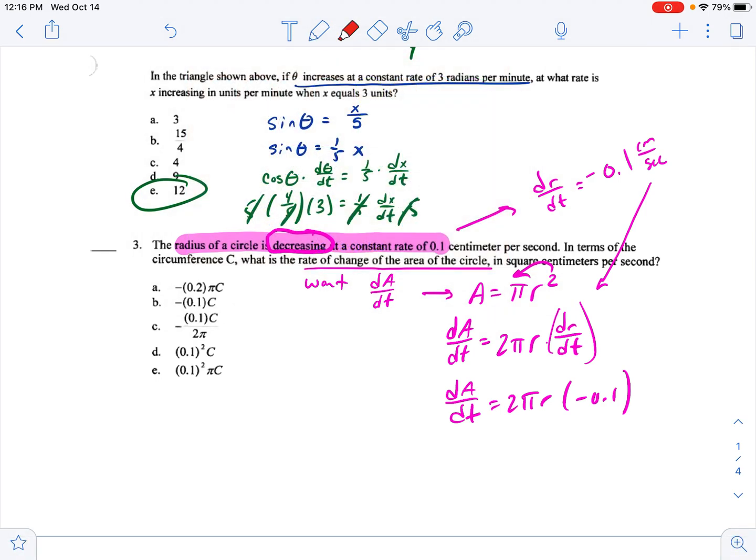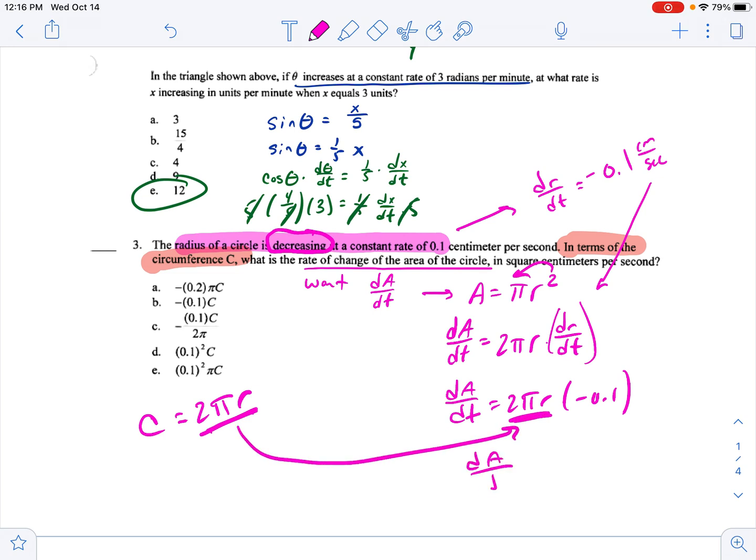Now let's worry about this part where they say, in terms of the circumference C. Notice there's a C in all of our answer choices, okay? Well, what is the circumference of a circle? Circumference is 2 pi r. So if you think about it, that's exactly what this piece is right here, 2 pi r. So I can replace 2 pi r with the letter C, and we more or less get negative 0.1 C back. And that's choice B up there.